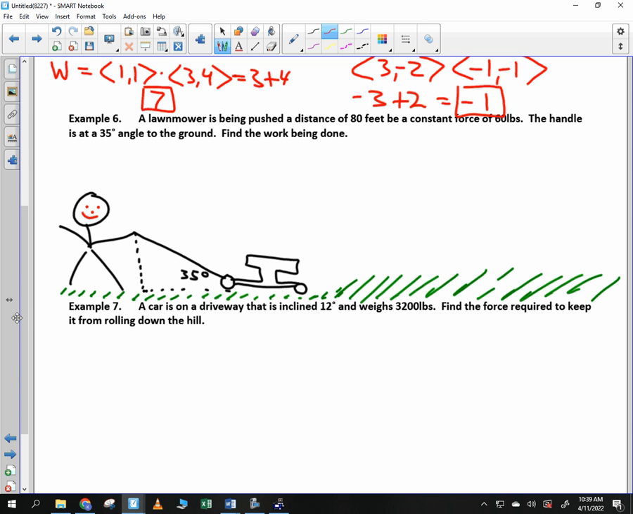Okay? So let's do this. First, let's define a formula for work. What is the formula for work? Good. Force times distance.